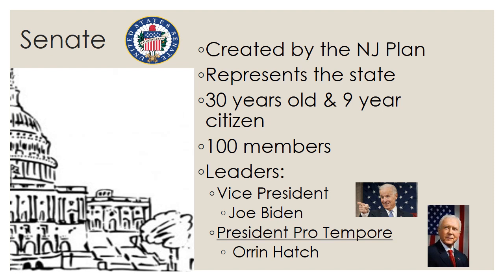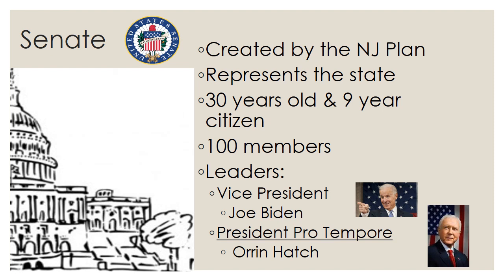The Senate was created by the New Jersey Plan, and they represent the state as a whole. Now, as we know, there are 2 senators from every state, meaning that there are 100 members in total. You have to be 30 years old and a 9-year citizen of the United States in order to become a senator. The leaders are both the vice president and the president pro tempore. The vice president is really only there in case of a tiebreaker. Like Joe Biden doesn't sit in there every day in the Senate. Well, neither do the senators, but Joe Biden doesn't sit in the Senate when they are in session.